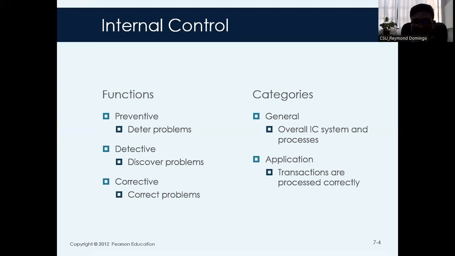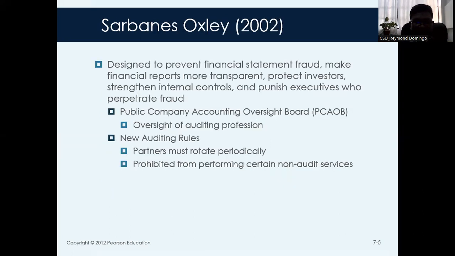And the categories, again: we have the general, which is the overall internal control system and processes. Application controls are specific controls on a transaction level, to make sure transactions are processed correctly. So that is our objective.